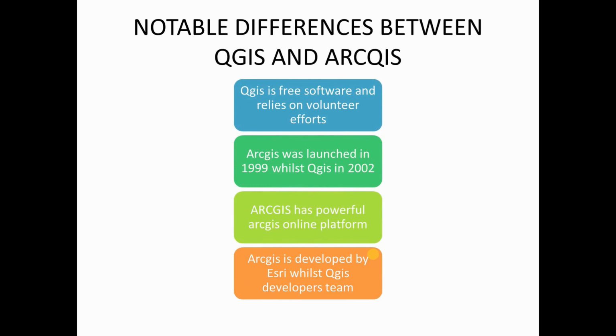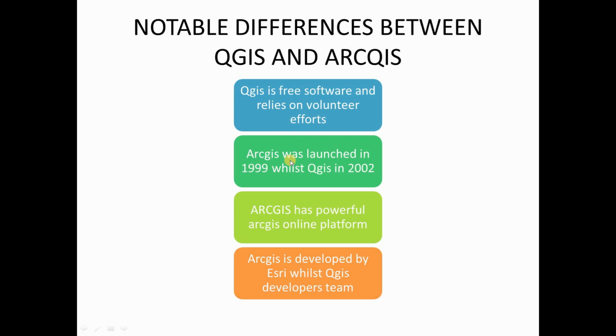Before we proceed, let's try to find some notable differences between QGIS and ArcGIS. One of the notable differences between the two most powerful GIS softwares is that QGIS is a free software and relies on volunteer efforts, meaning that it will not cost you anything to download and install QGIS, whilst it will cost you money to download and install ArcGIS, because ArcGIS is licensed, and to get the license you need to pay some amount. The amount can be small to huge depending on the kind of license that you are looking for.